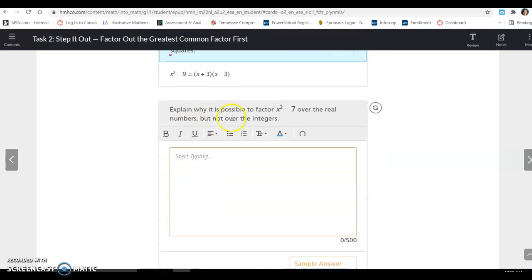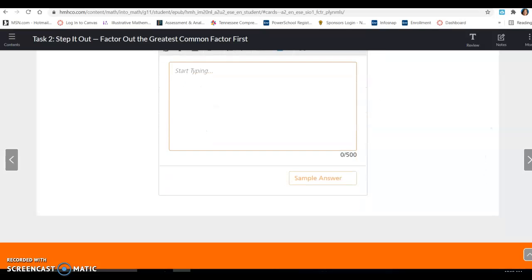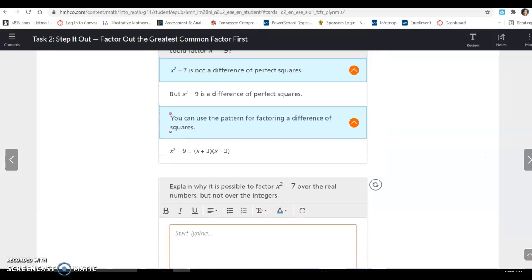Explain why it is possible to factor x squared minus 7 over real numbers but not over integers. If you wanted to factor this further, real numbers just means you bring in fractions and other things, but when we're talking about factoring, we mostly just stick to integers. So that's what we want to do.